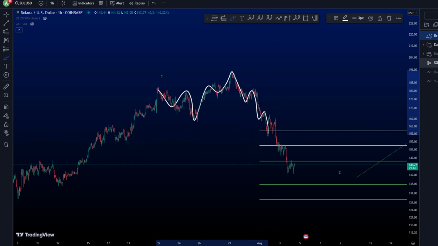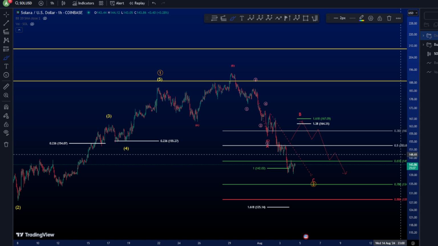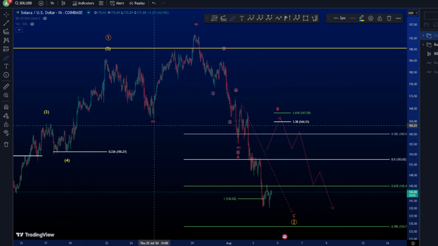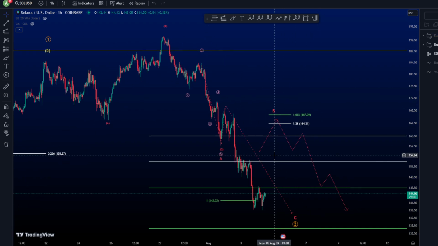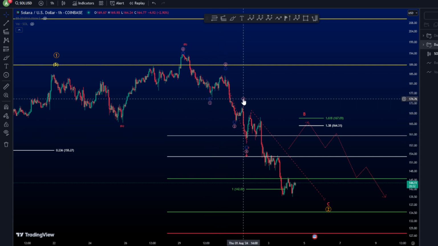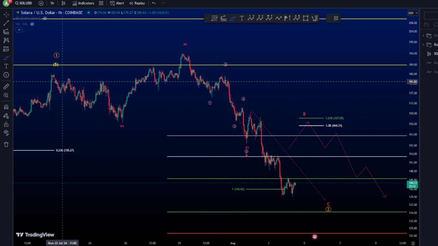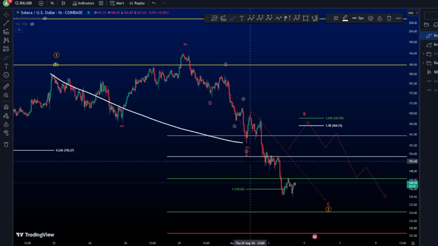And to get a much clearer scenario here, I'm gonna put exactly the labels on. So as you can see, we have a flat A, B, and a C, finishing the C exactly on the 1.618 fib level, making it a perfect expanding flat, finishing with a 5 wave in pink. Now, if that is your first wave for this wave 2, labeled as A in red, then we are looking for a wave B, right?